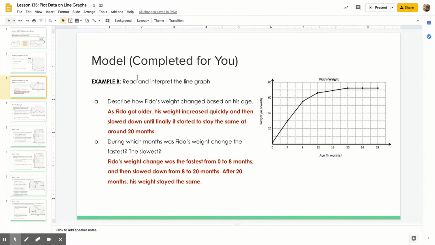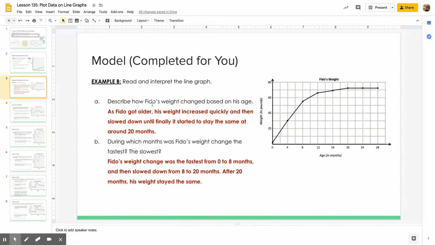Example B says, read and interpret the line graph. The first part says, describe how Fido's weight changed based on his age. So before I even get into the answer, just look at the graph for a moment and we're going to think about what it's showing. So the title is Fido's weight. And then along the x-axis, you have his age in months. So notice that the numbers down here are getting bigger. And then on this side, we have his weight in pounds. So this is time and weight. So if you notice, this line is going up, up, up as he gets older. And then he reaches a certain age and it kind of evens out.